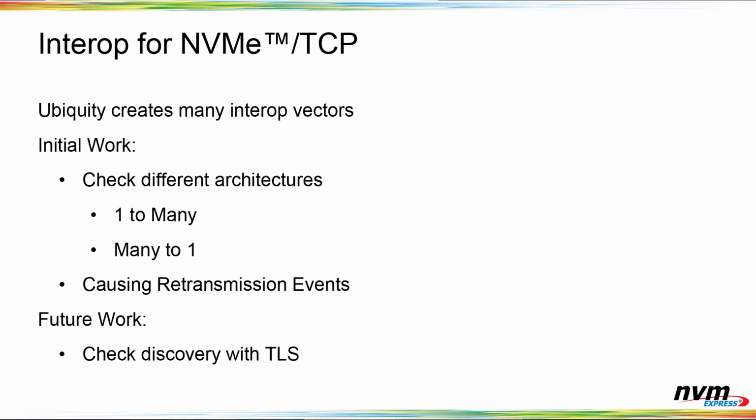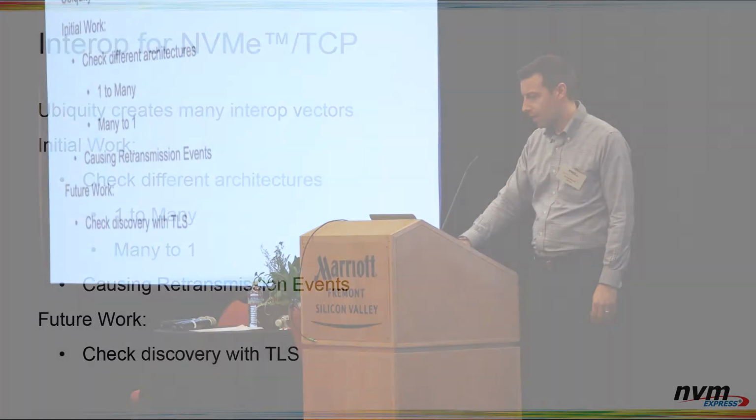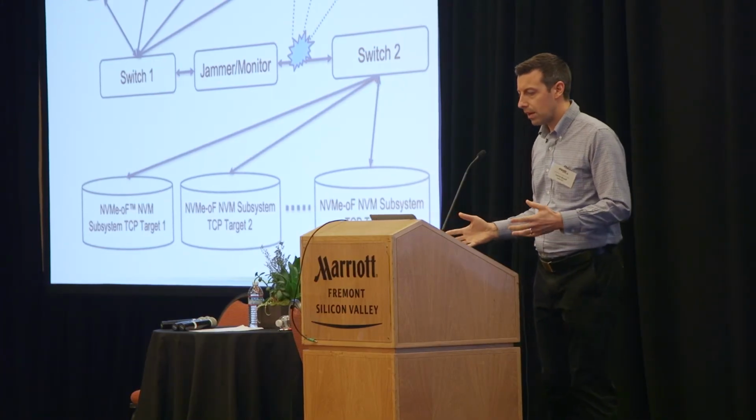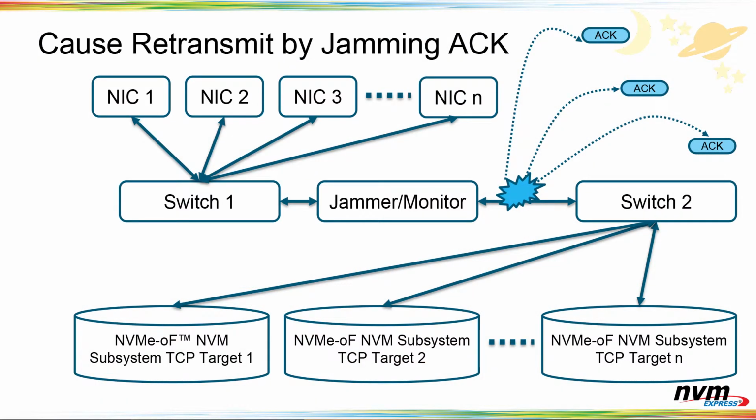A couple of things we were looking at: do some one-to-many or many-to-one tests, and then also cause retransmission events, and then perhaps in the future, checking discovery when TLS is enabled. So what might that look like? Well, causing retransmission, similar to the approach we took in some of those Fibre Channel tests: jam ACKs.